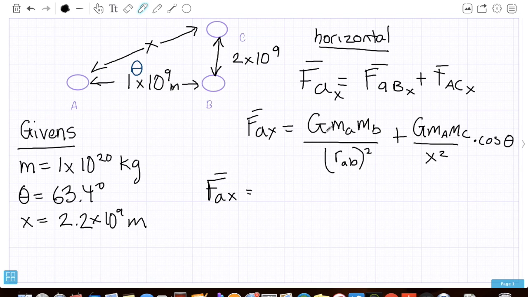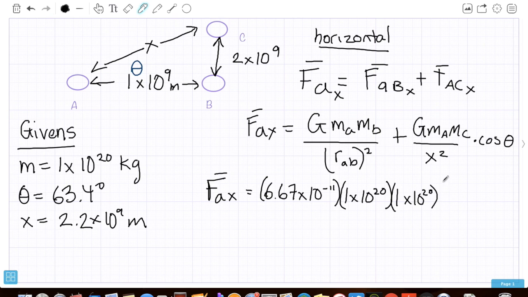So G and MA, let's factor that out, and we'll also put it in here. So this is G, and MA is given, it's 1 times 10 to the 20. In fact, MA and MB and MC are all the same, so why don't we just factor all that out? And so what we're left with, so this is G, MA, MB.